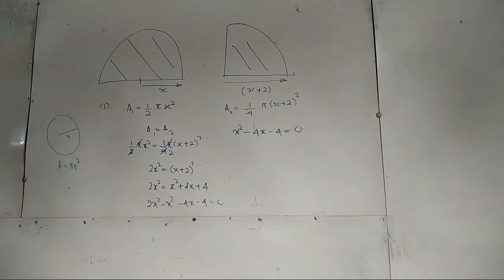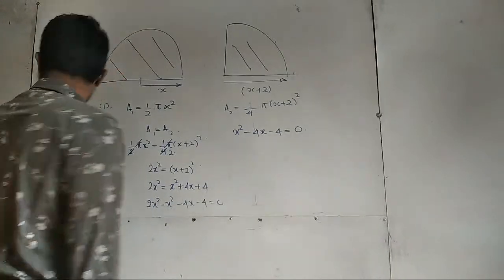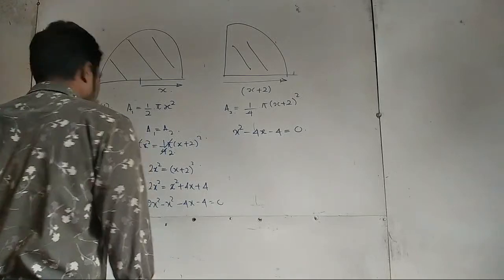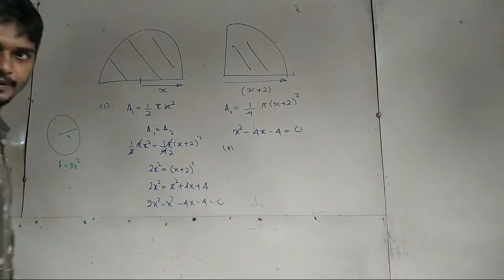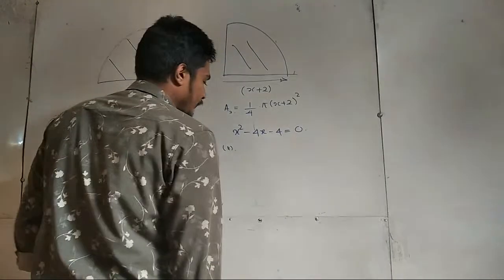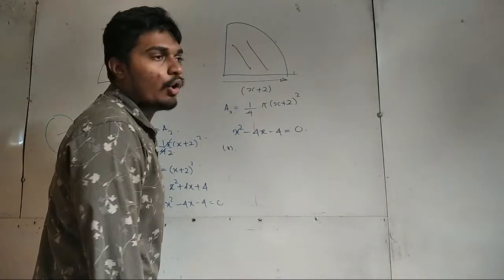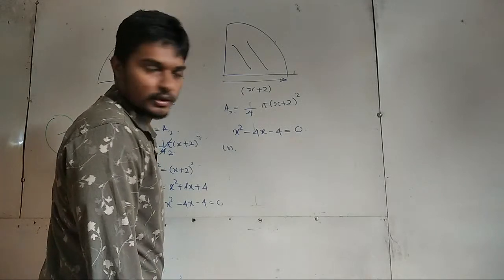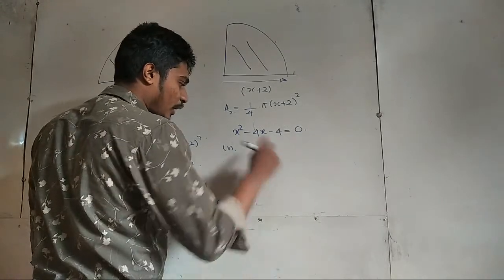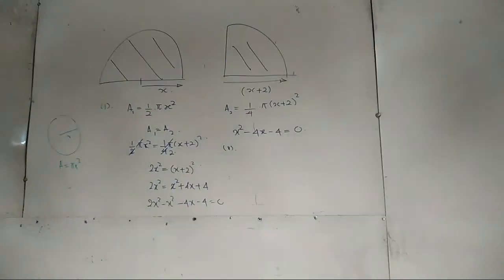Isn't that so? So guys, what is the next question they are asking? Solve, no? Find the value of x to the first decimal place. If you want to find x to the first decimal place, you can either use the completing square method or you can use the formula. If you want to use the formula, then x is equal to minus b plus or minus square root of b square minus 4ac over 2a.